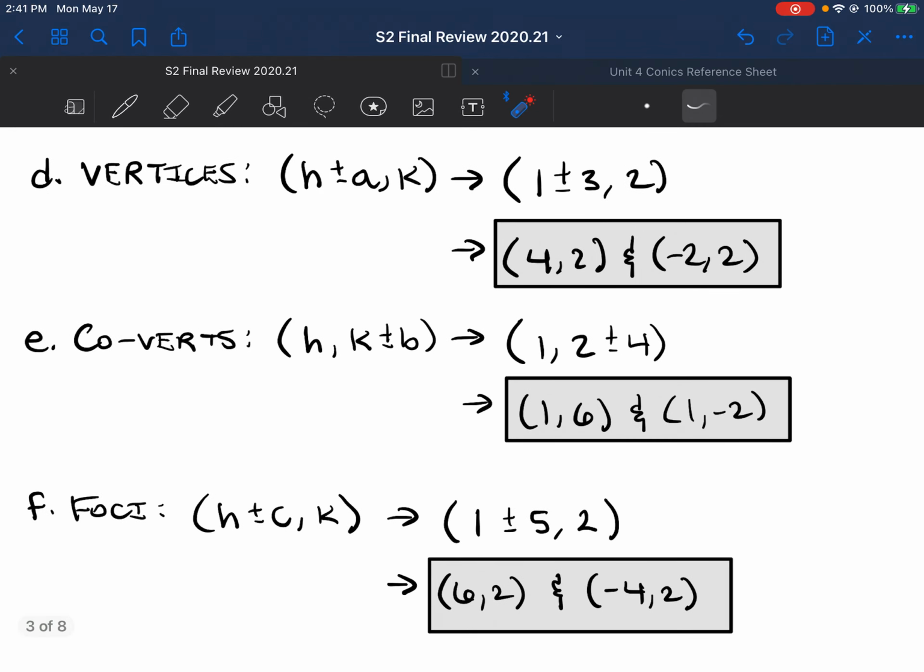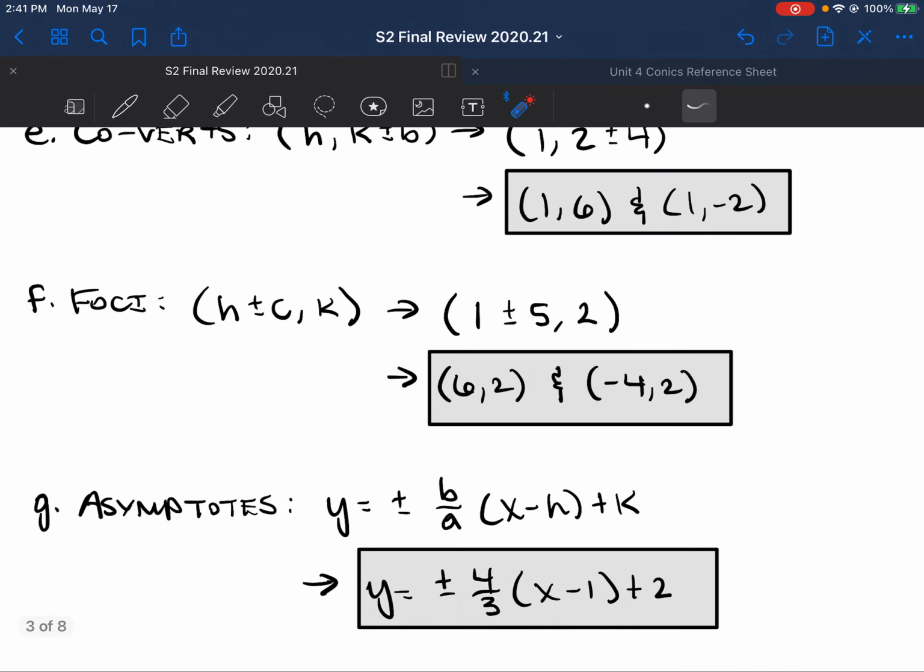For co-vertices, the formula sheet tells us for a horizontal hyperbola, the co-vertices are h comma k plus or minus b. Well, we know that h is 1, we know that k is 2, and we found b to be 4. So going through and making that calculation, again, here's that plus or minus symbol. So 2 plus 4 gives us 6 here for this y value. 2 minus 4 gives us a negative 2 for this y value. And of course, the x values for both of those co-vertices are going to be 1.